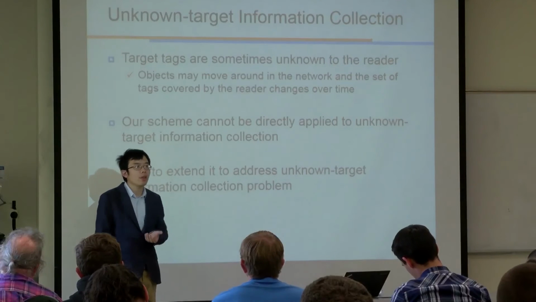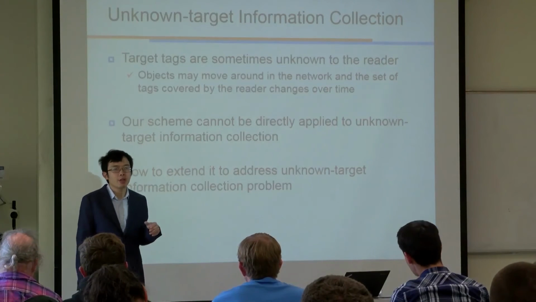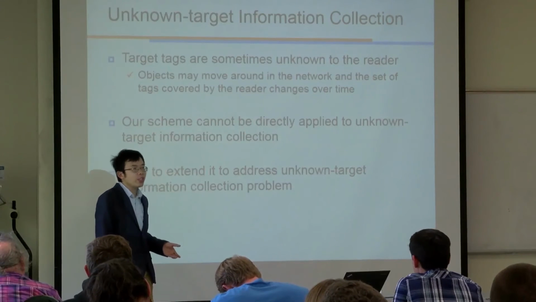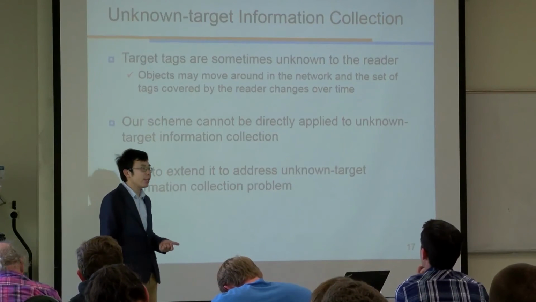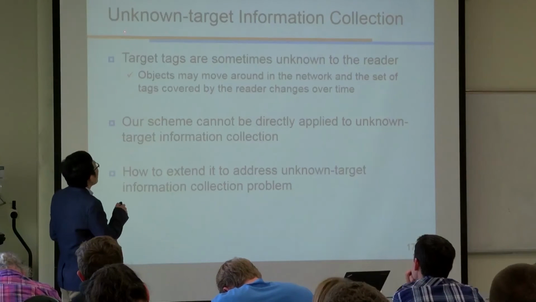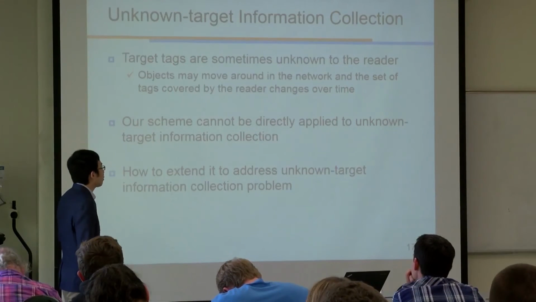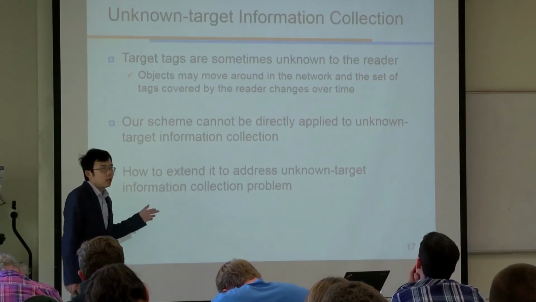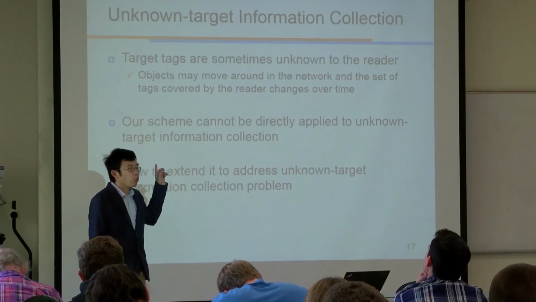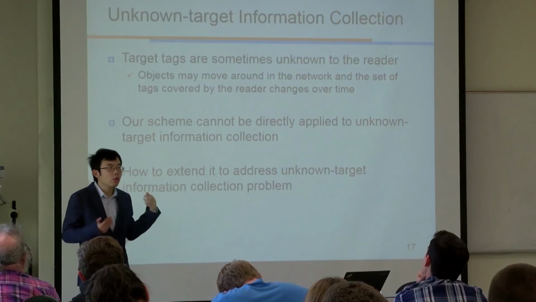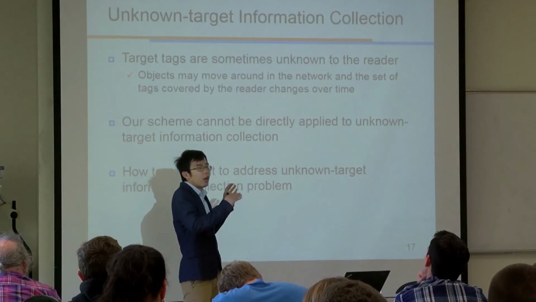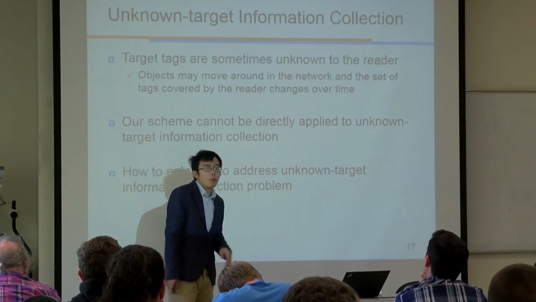In other words, when a reader wants to collect the information from its nearby tags, the reader may not know which tags are in its covered region. So in this case, we face a new problem. It's called the unknown target information collection problem. Obviously, our previous solution cannot be directly applied here to solve this new problem, because you don't know the target tags, you are not able to map the ID to a bit vector, right?